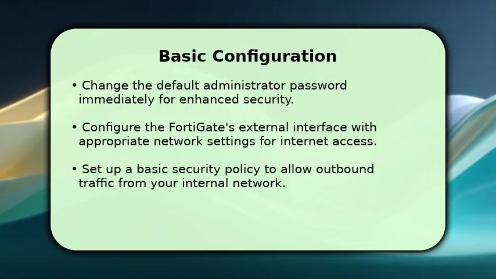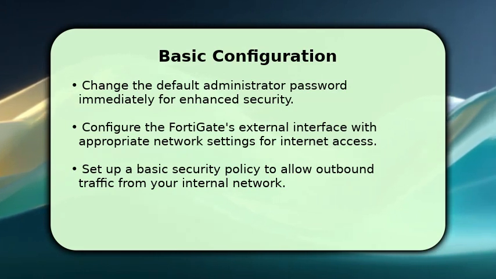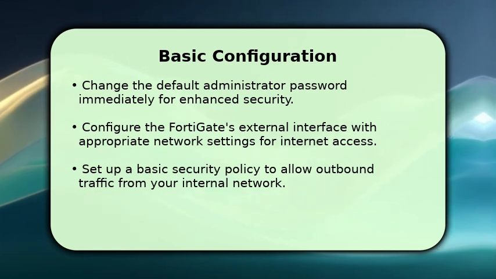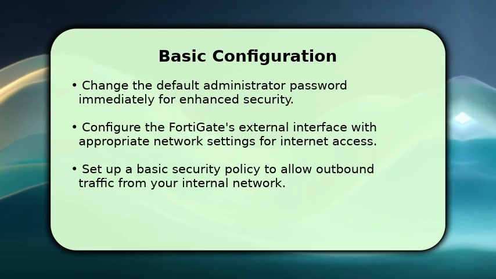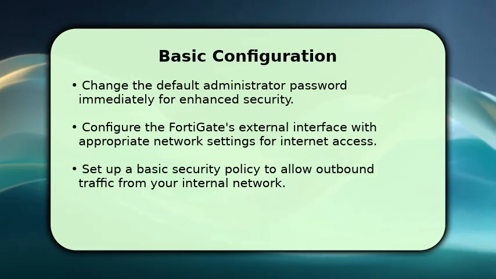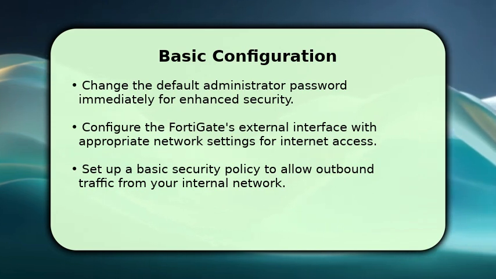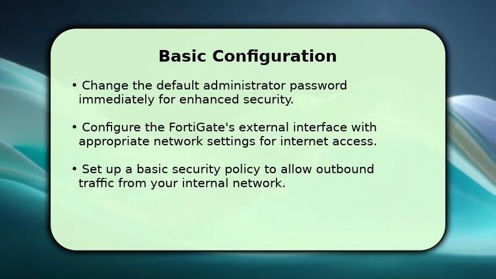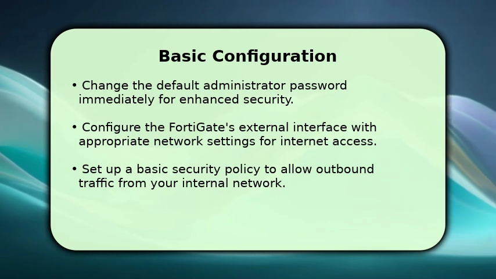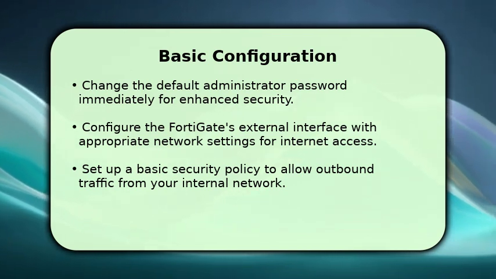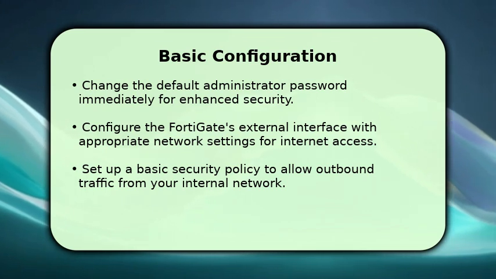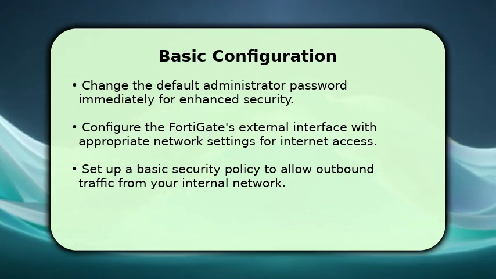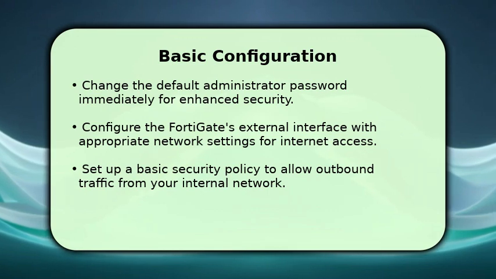Once you've logged in, your immediate priority is to secure the device. Change the default administrator password to a strong, unique one right away. Next, configure the FortiGate's external, or WAN, interface with the correct network settings provided by your internet service provider to establish internet connectivity. Finally, create a fundamental security policy that permits outbound traffic from your internal network to the internet. This essential step ensures your devices can communicate externally while maintaining basic protection.